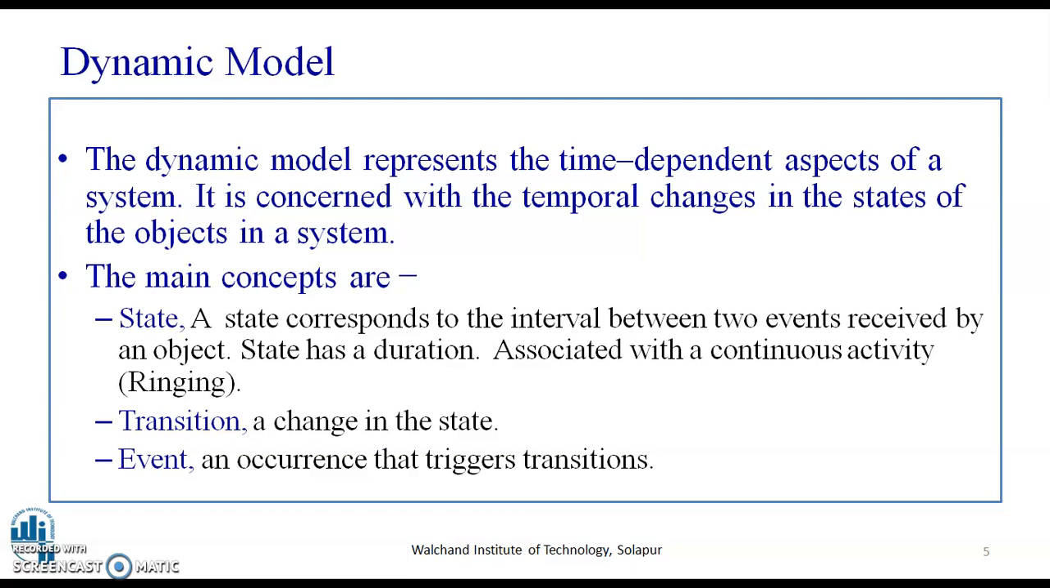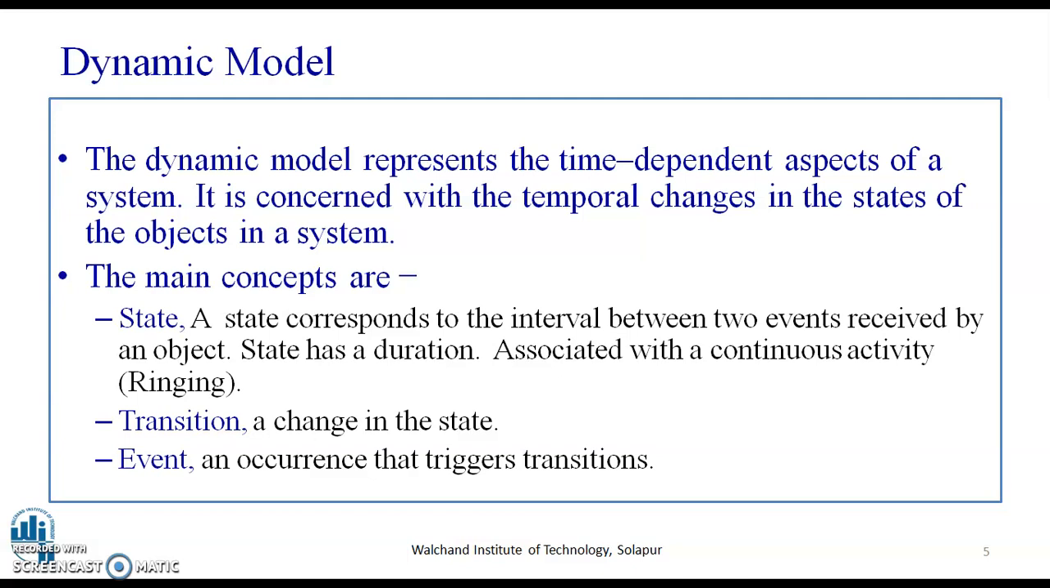So what is a state? A state actually corresponds to the interval between two events received by an object. Also, the state has a duration. It is associated with a continuous activity. Now, every now and then we use the word state. So the literal meaning says that it's basically the interval between two events. Consider, for example, the ringing of a phone. So ringing is a state.